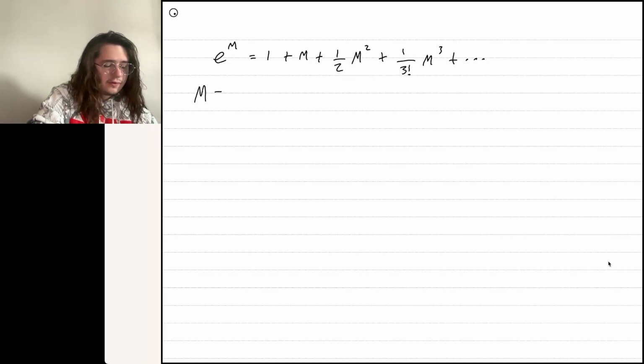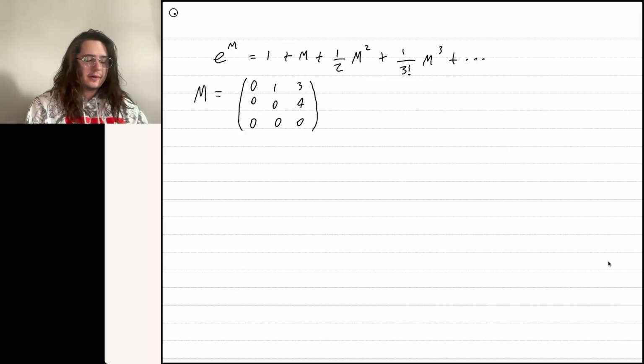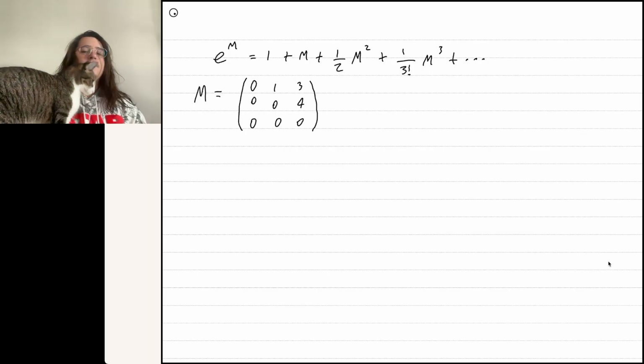The first example being the matrix 0, 0, 0, 1, 0, 0, 3, 4, 0. This is going to be a nice one to do it on because it's going to turn out that you can't multiply this matrix by itself very many times.